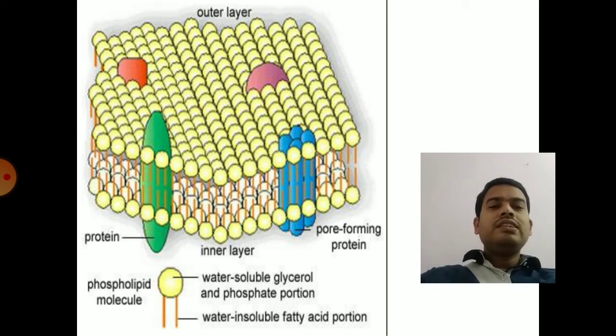You can clearly see the fluid mosaic model of the lipid bilayer where the proteins are embedded, and these proteins play an important role in the transport of molecules across biological membranes. You can see the individual phospholipid molecule, with the water-soluble glycerol and phosphate portion, and the fatty acid portion, which is water insoluble. So this is the Singer and Nicolson fluid mosaic model, a simple representation of plasma membrane structure.